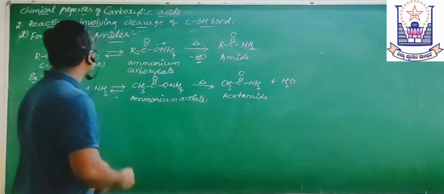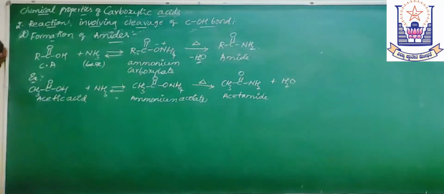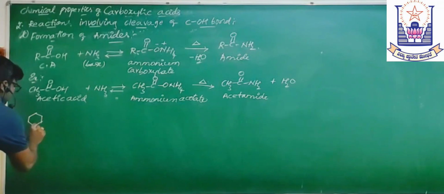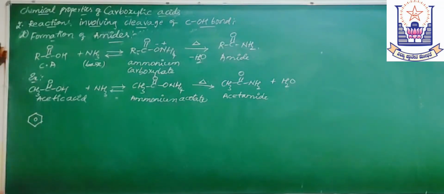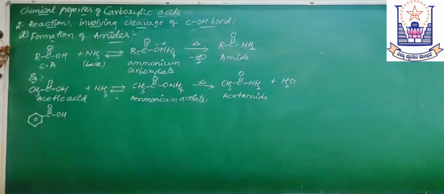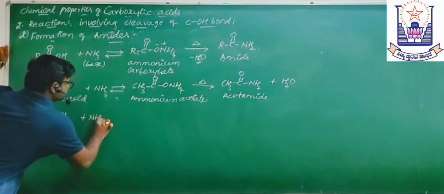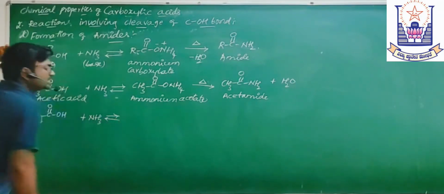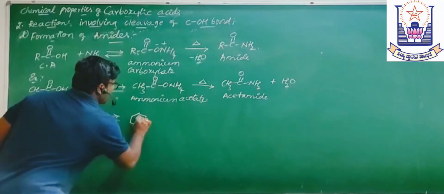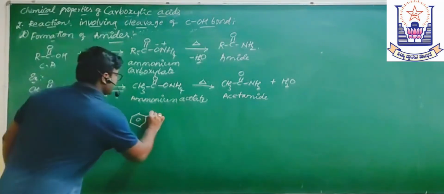Next. When you take an aromatic carboxylic acid, such as benzoic acid, what will be the product? Benzamide will be the product. When acetic acid gives acetamide, benzoic acid will give benzamide. When benzoic acid is treated with ammonia, you will get ammonium benzoate as the product.